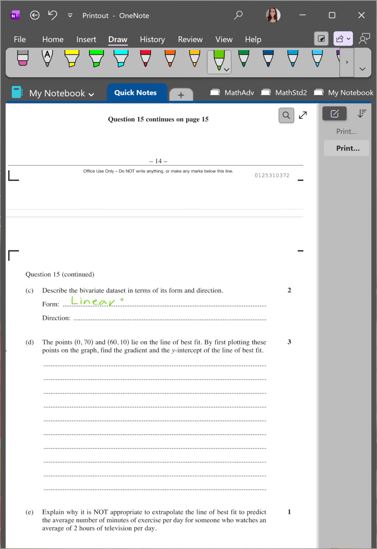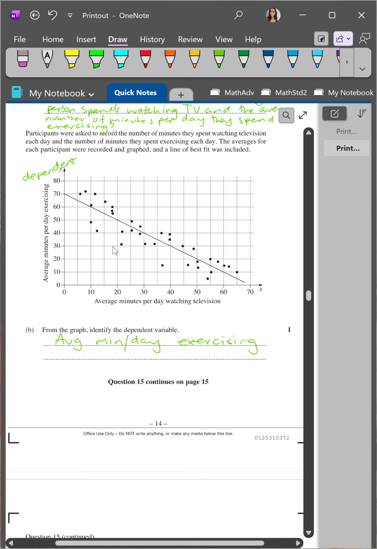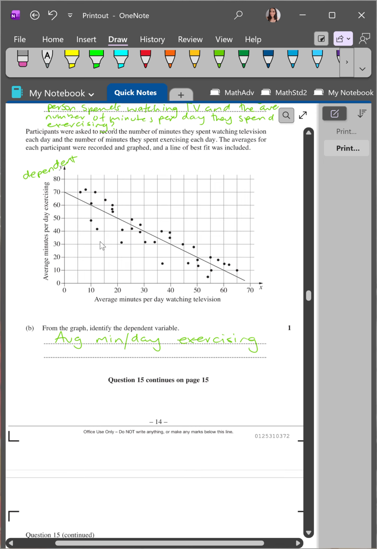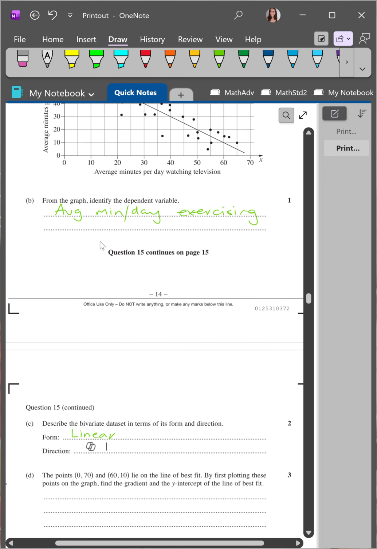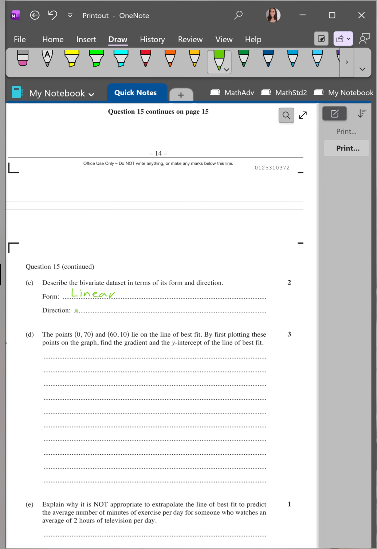And for direction, this is linear, and the direction of a linear graph can either be positive or negative. So for this graph, as the average minutes per day watching television increases, the average minutes per day exercising decreases. So this is a negative direction.